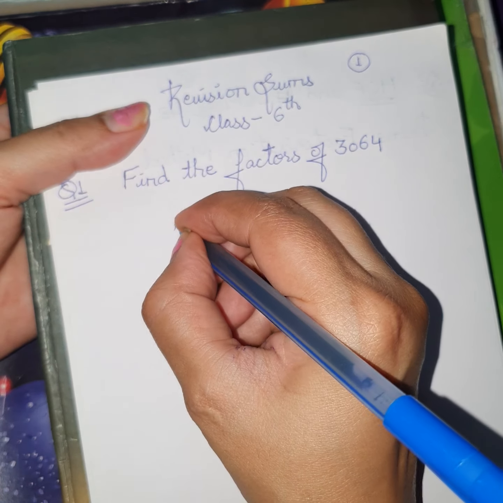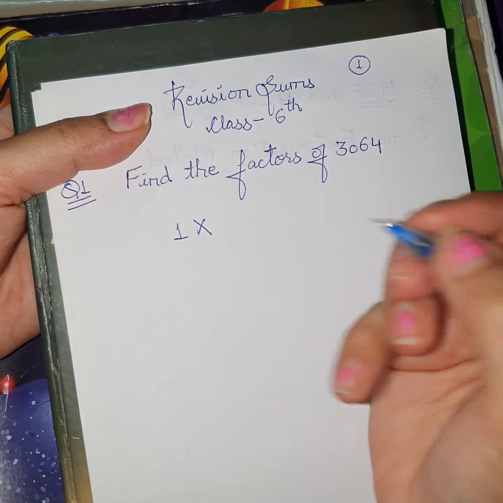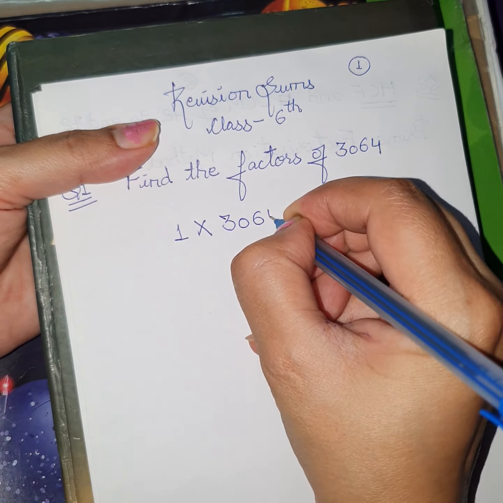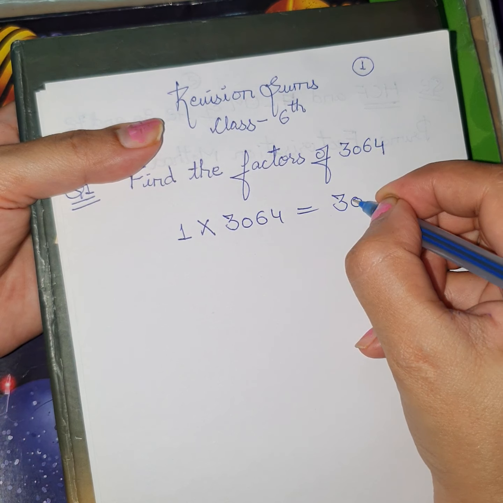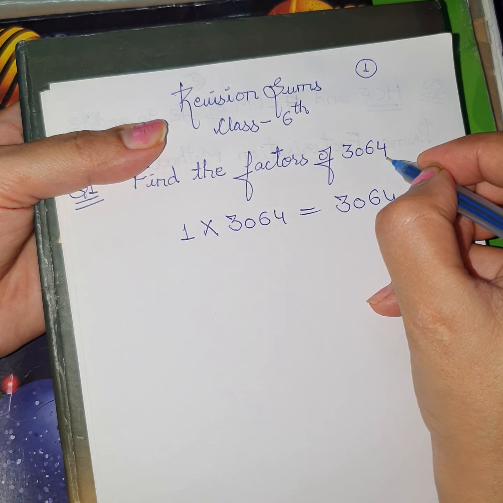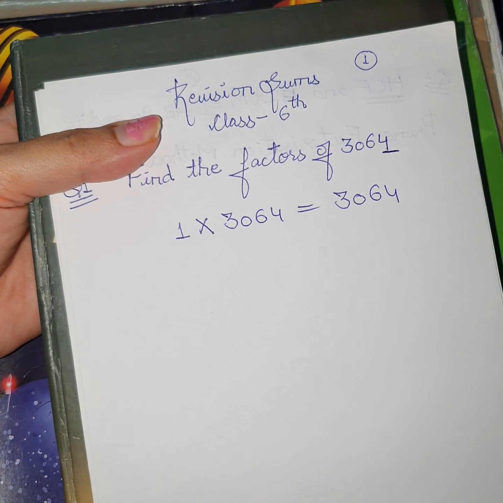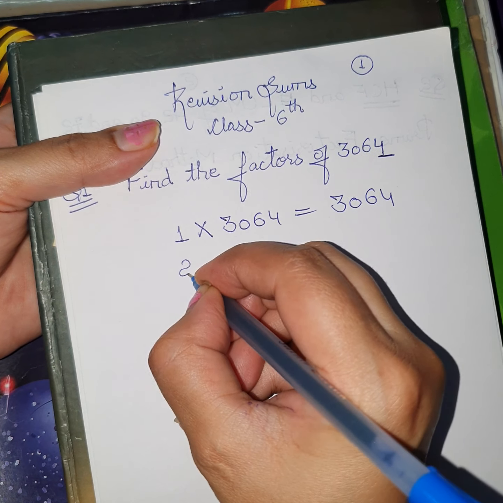So here, as I've told you, every number comes in the table of 1. So we will firstly begin with 1. So 1 into 3064 is equal to 3064. Now the last digit is 4. So yes, this number comes in the table of 2. So after 1 we will check it by the table of 2.